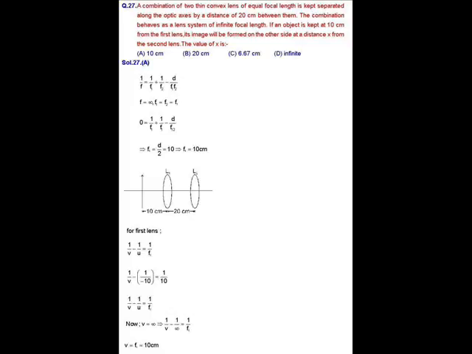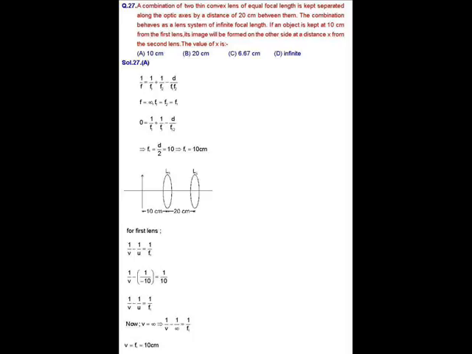Question number 27. A combination of two thin convex lenses of equal focal length is kept separated along the optic axis by a distance of 20 cm between them. The combination behaves as a lens system of infinite focal length. If an object is kept at 10 cm from the first lens, its image will be formed on the other side at a distance x from the second lens. Then what is the value of x?